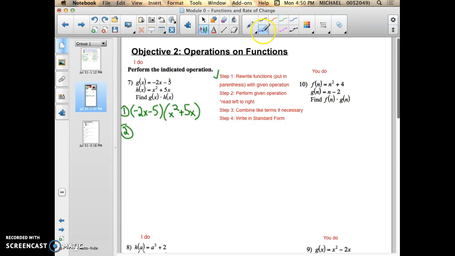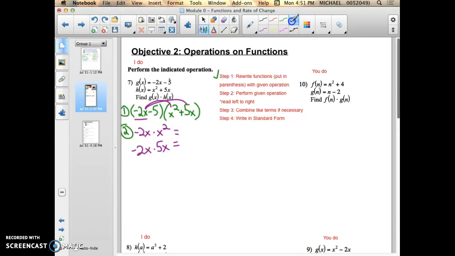The first term of my first binomial is negative 2x, so I'm going to put negative 2x down here. I'm going to multiply that with the first term of the second binomial, x squared. And I'm going to draw pathways or archways that connect the pieces that I'm multiplying together. That's going to give me a new answer. Then I go back to the first term of my first binomial, which is negative 2x. And I'm going to multiply that with the second term of the second binomial, 5x.